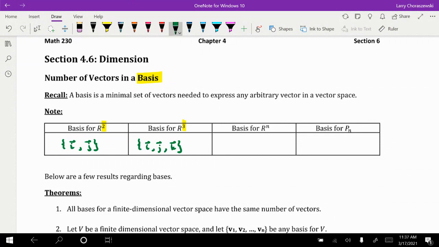A basis for Rn would consist of the vectors e sub 1 all the way down to e sub n. And we can assume, just by looking at the indices here, that there are n basis vectors, which happens to be the dimension of n space. So hopefully you're seeing a pattern here. I want to give you a basis for the set of all polynomials of degree less than or equal to n.